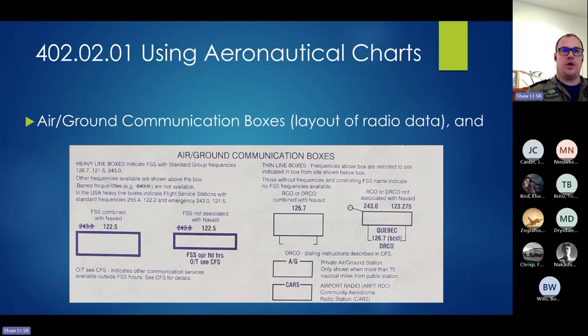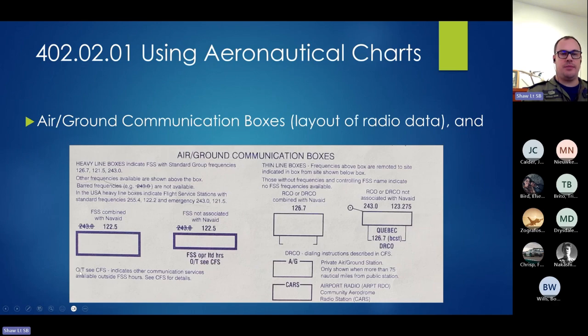So heavy boxes indicate FSS with standard group frequencies like 126.7. So 126.7 is en route. 121.5 you should probably know. 121.5 is the emergency frequency. That's in VHF. 243 is in UHF, ultra high frequency. Typically, we're always in VHF. The only people that really use UHF is the military. Other frequencies are available. It shows, again, in the US, it tells you something different.